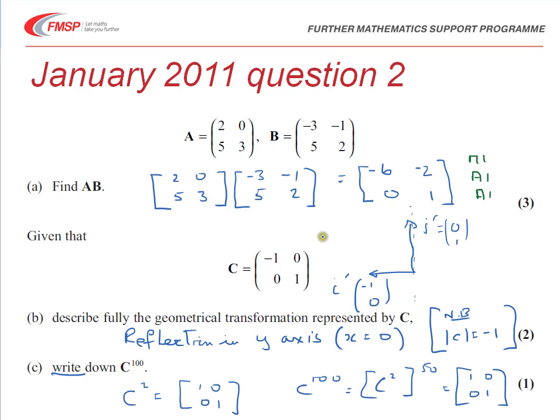The marks, by the way, for part B of that, are allocated as a method mark for seeing that it's a reflection, and then an accuracy mark for getting that complete statement: it's a reflection in the y-axis. And then this here is just a single mark, so it's a B1 mark. There's no method needed there. It is simply a statement of that answer.